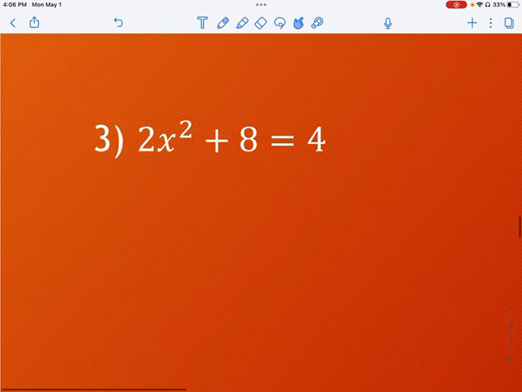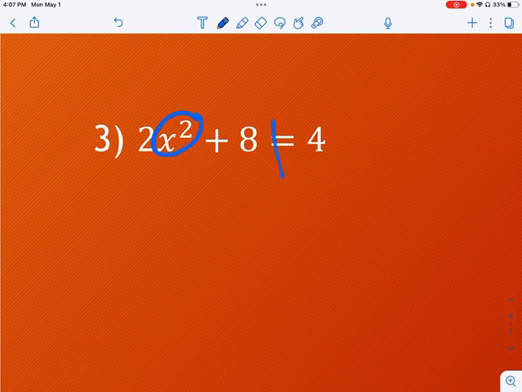Here on the third one, we start off, the thing that is being squared is x, so we need to isolate it. So I'm going to start off by subtracting 8 from both sides.